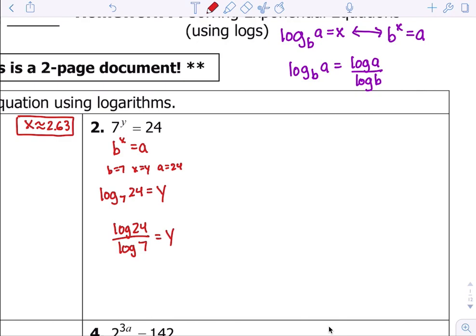Put that into your calculator: log 24 divided by log of 7 is equal to 1.633. So y is roughly 1.63.